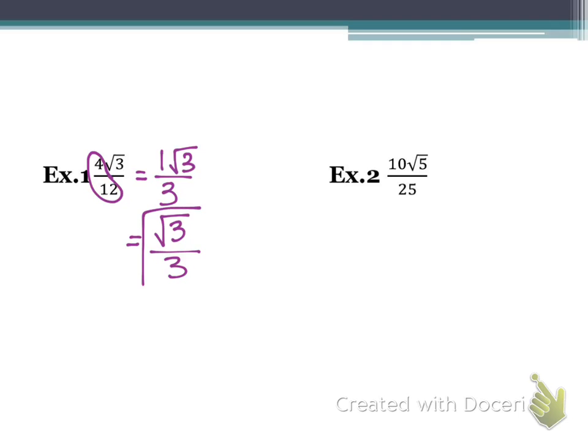Now I know that it might be tempting to cancel these 3s out, but we cannot do that because this one has a radical around it. It acts like a barrier. It blocks it from getting canceled or reduced.